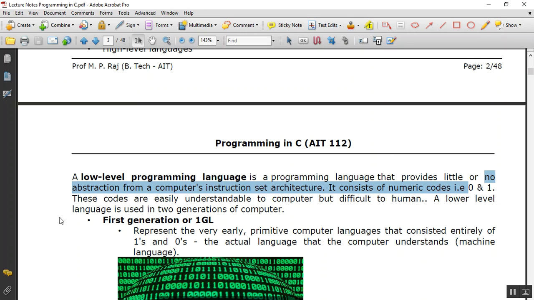A lower level language is used in two generations of computer. First generation represents each and every character in form of 0 and 1, and this representation is directly understood by computer. The actual language that computer understands is a machine level language, and it is considered as a first generation language.